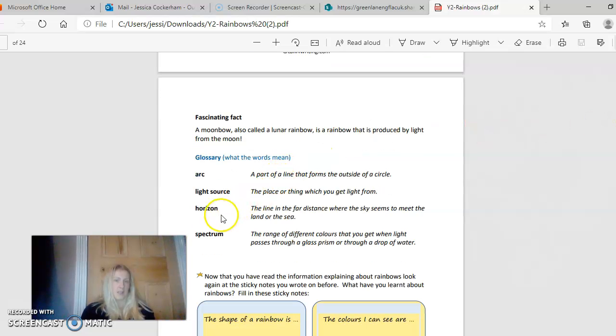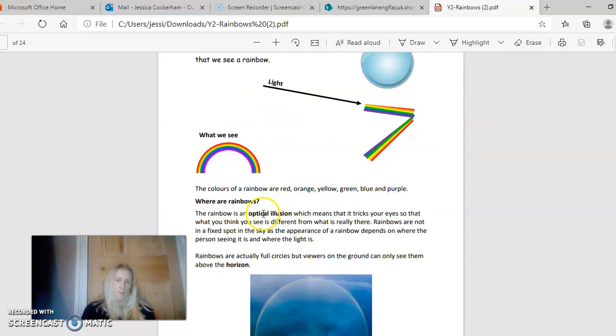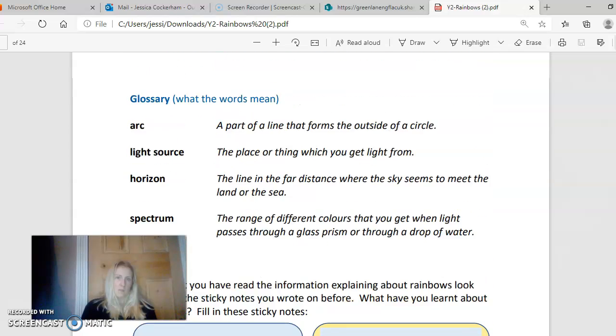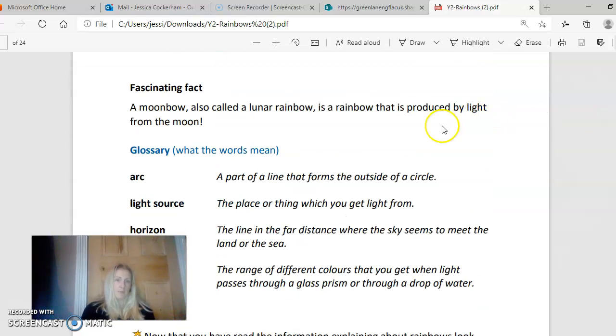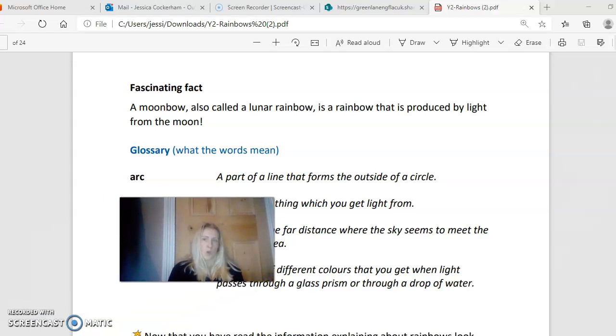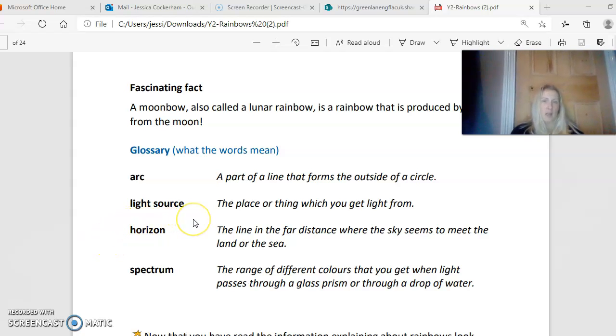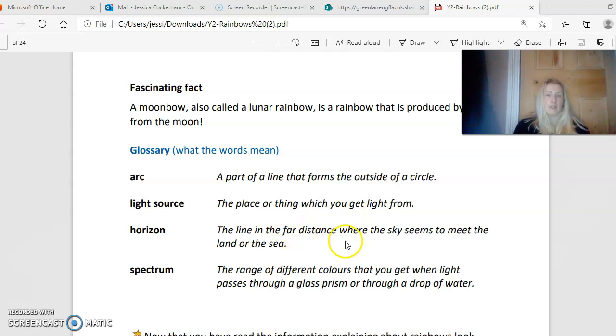Oh, look here. If you notice the words here that are in bold, so optical illusion, horizon, they are in our glossary, which is what the words mean. So look here. Arc, a part of a line that forms the outside of a circle. Light source, the place or the thing where you get light from. Horizon, the line in the far distance where the sky seems to meet the land or sea.